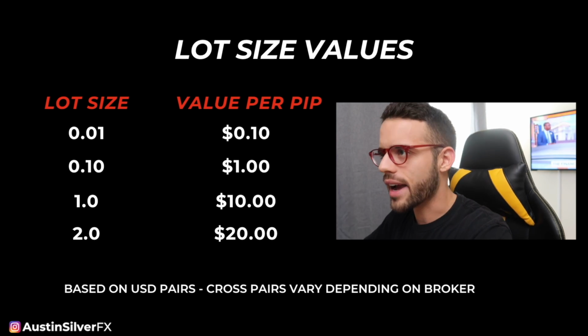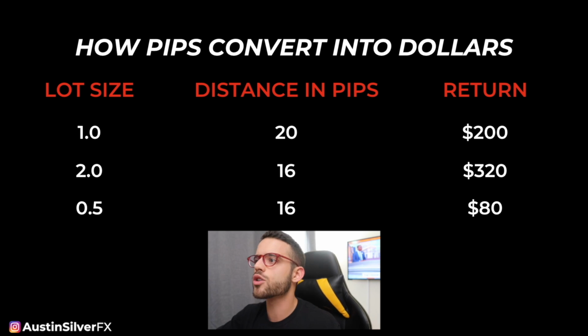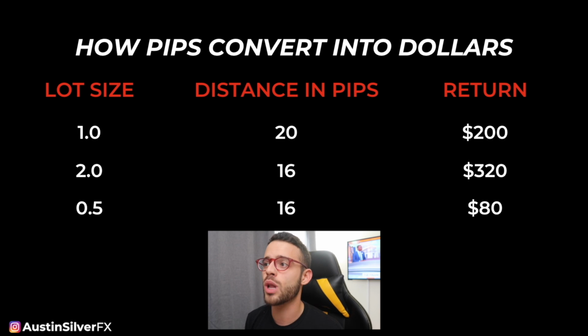Now, next, since we understand the lot size difference, let's talk just about the distance in pips and how that turns into dollars before I show you these examples. So if we're trading a standard lot and it goes about 20 pips on a USD pair, that's normally going to pay us about $200. Same way as if we are trading a standard lot and it goes against us and stops us out for 20 pips, that's going to be a $200 loss.